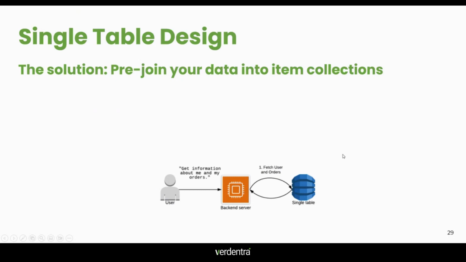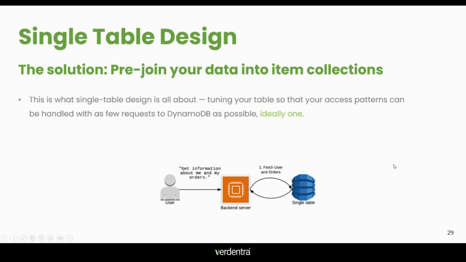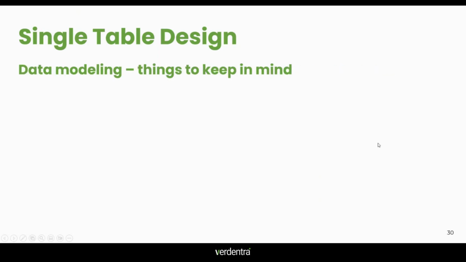And by doing that, now we can reduce one of the requests, and we just need to do one request to our table to get all of the data. And so this is basically the concept of single table design. You tune your table and design a data model so that your access patterns can be handled with few requests, or ideally just one. So that's the whole concept.